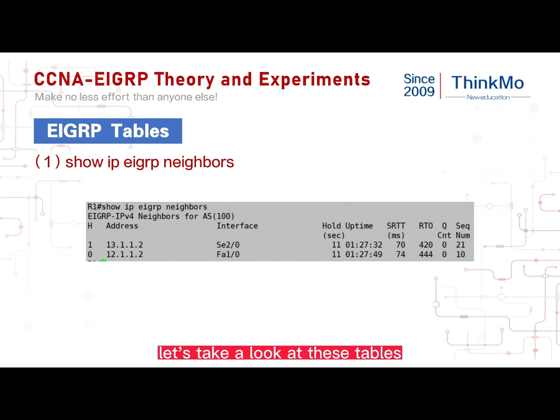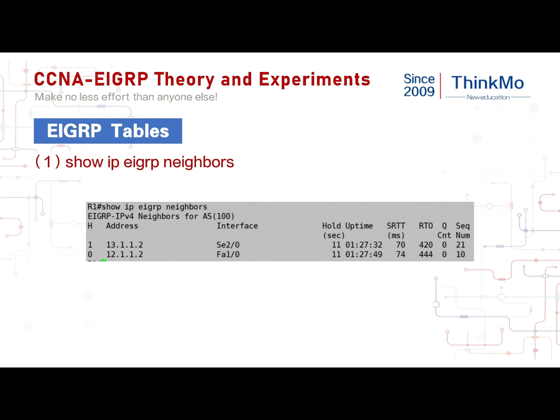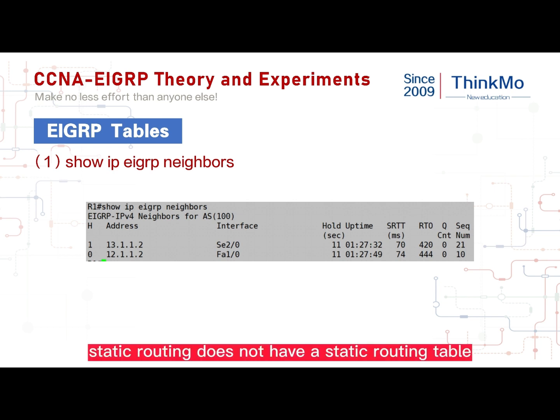Okay. Let's take a look at these tables. For dynamic routing protocols, there will be more of them, because with static routes you can only see the routing table. It has nothing else. Static routing does not have other tables. But dynamic routing will have a lot, because it's complicated, so many tables will be generated. Let me tell you the contents of the tables first.